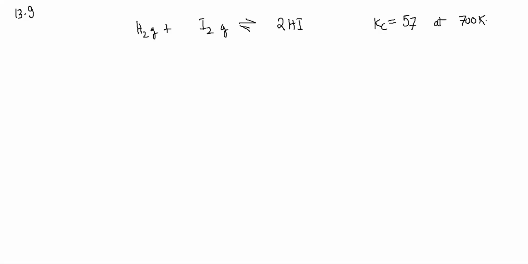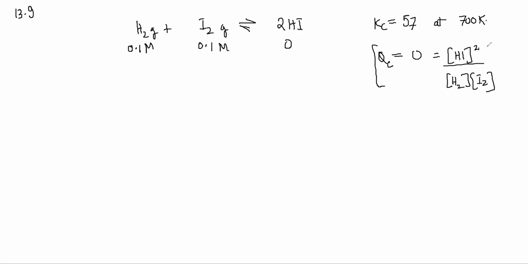So 1 mole in 10 liters, so 0.1 molarity. This is the initial situation, right? So what we will do is think about what will happen at equilibrium. Initially HI is zero here. So if you calculate Qc at this moment, Qc will be zero, because that is HI squared by H2 times I2. So right now Qc is zero, so it should be favoring the forward reaction, because eventually it has to become 57, right? So the forward reaction happens.